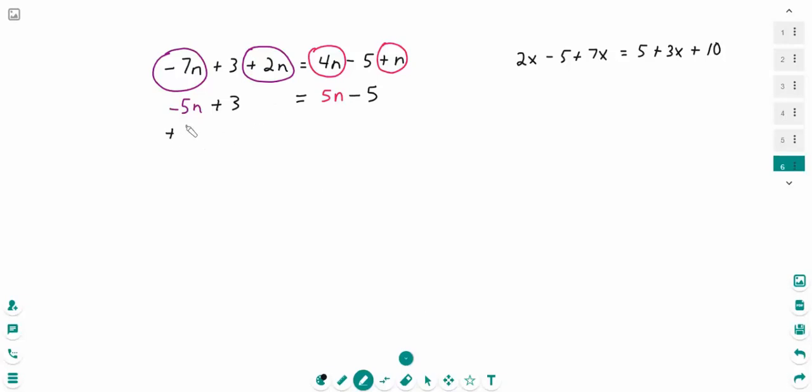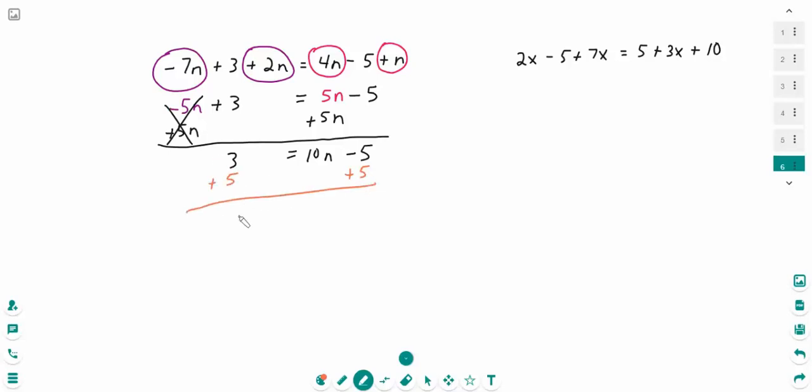All right, now let's move our variables over. So we're going to add 5n on this side and add 5n on this side. Oh, my. Sorry about that. That's better. So negative 5n and 5n eliminate, and we have a 3. A positive 5 and a positive 5 is a 10n minus 5. We can then add this 5 to both sides, right? And that's going to give me an 8 on the left side. These will cross out. We have just a 10n.